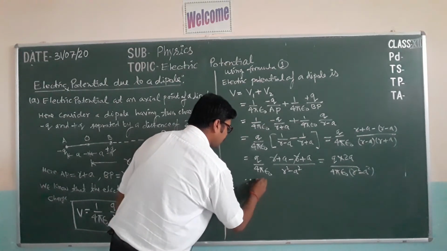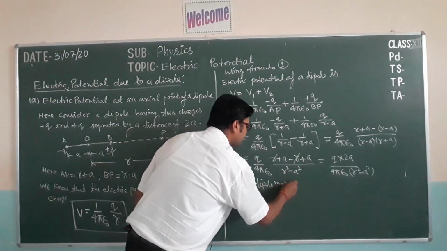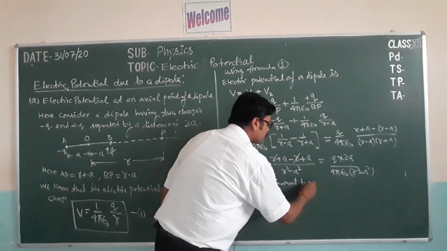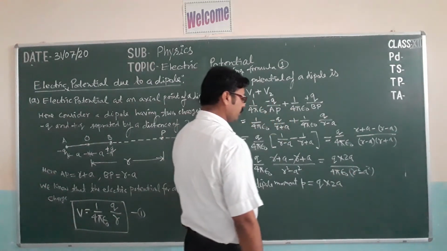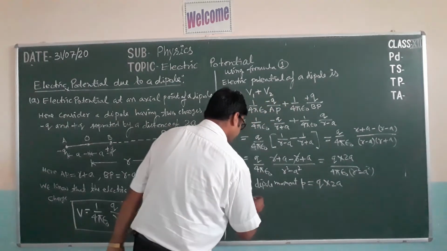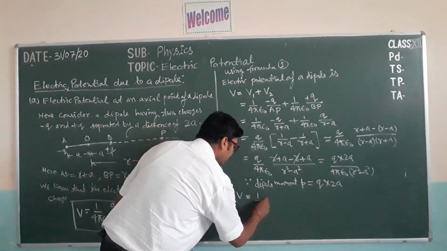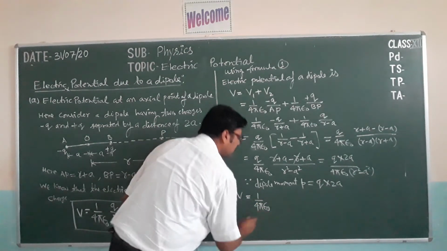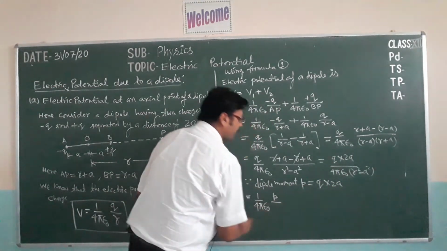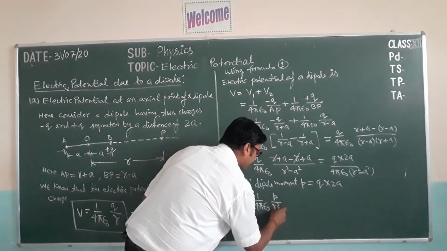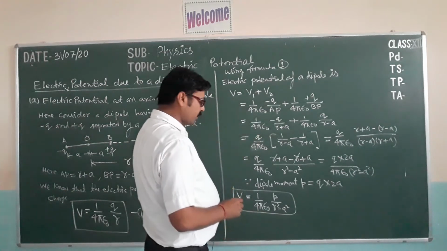Since we know that the dipole moment p equals charge multiplied by distance, that is q into 2a. So here the electric potential V will be equal to 1 upon 4 pi epsilon naught, and q into 2a will be replaced by the letter p, the dipole moment, upon r square minus a square. This is the final formula for electric potential.